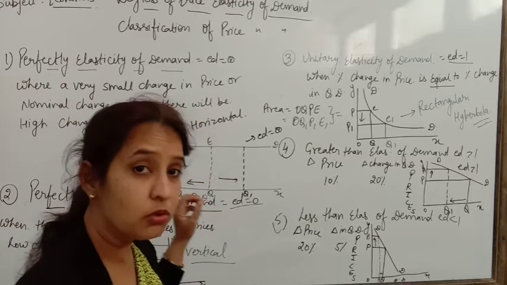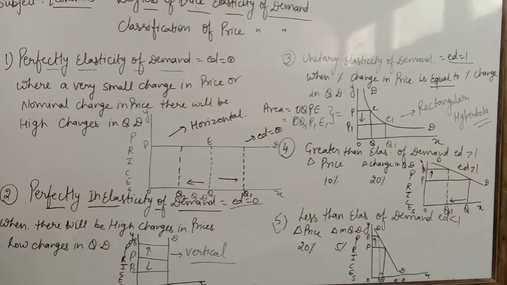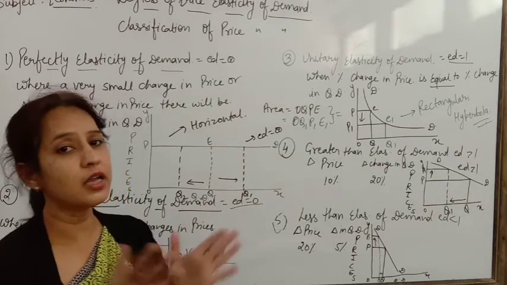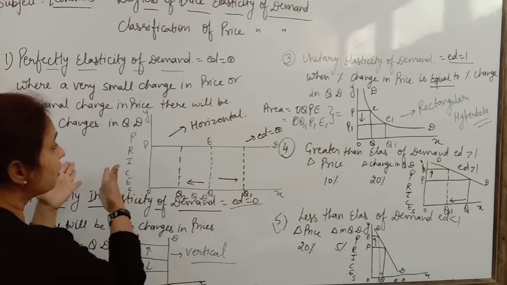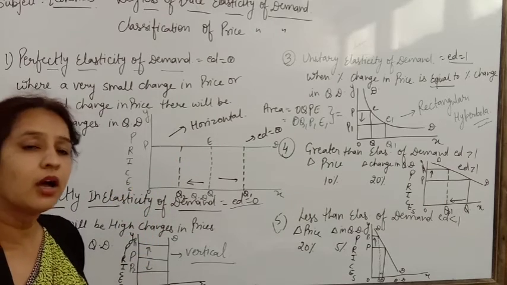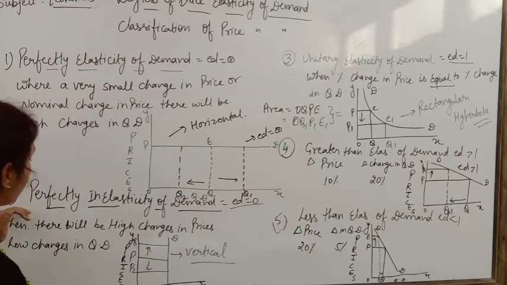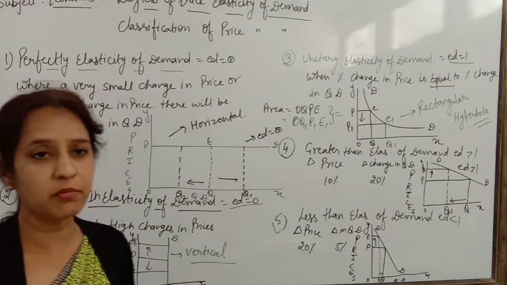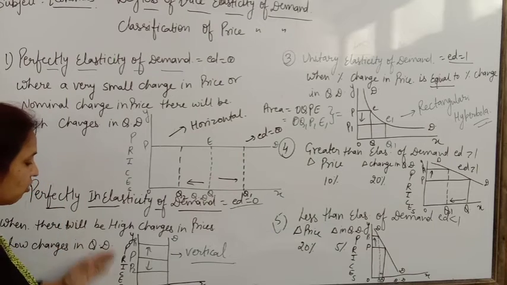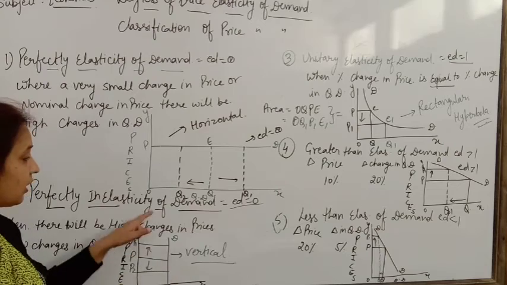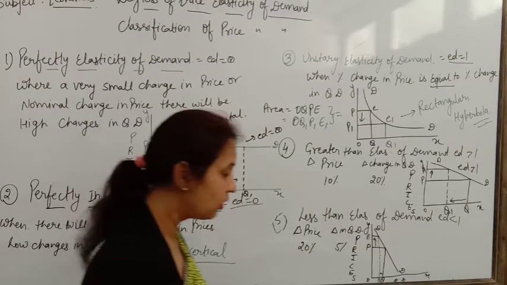I am just giving you a quick recap. Look at there, perfectly elastic demand, in which there are nominal or no changes in price, but there are higher changes in demand. That kind of elasticity is known as perfect elasticity. In that condition, the demand curve will be in which shape? Horizontal shape. When there are high changes in price but no change in quantity demanded, just like salt. So although price increases or decreases, quantity demanded remains constant. That kind of elasticity is known as ED equal to 0.